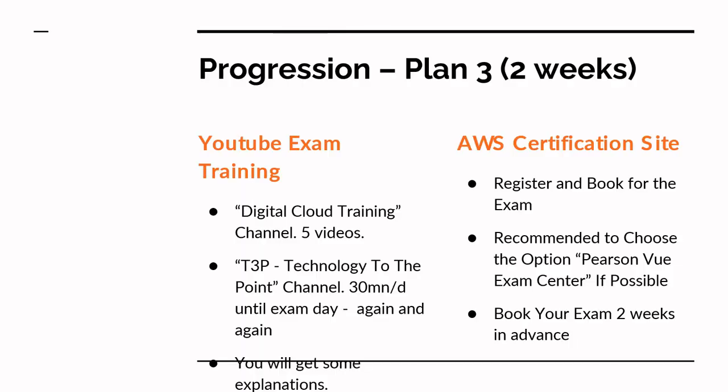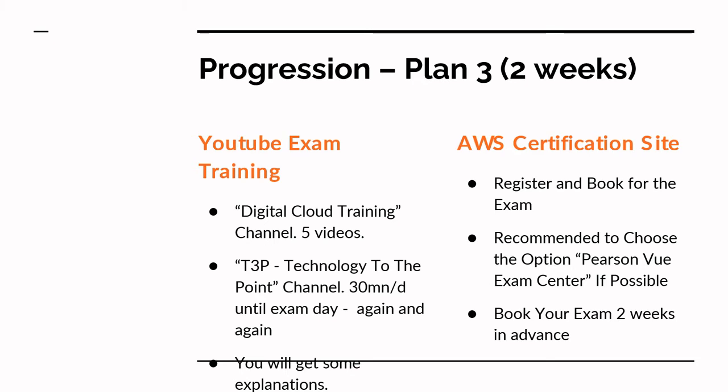And yeah, plan number 3, the last 2 weeks, weeks 5 and 6. So YouTube exam training, but before that, you're gonna go to the AWS certification site, register and book the exam. Make sure you book it 2 weeks in advance, so your date should be in the next 2 weeks. I recommend you choose the Pearson VUE exam center option, very close to your place. If there's no exam center, you can do it from home.